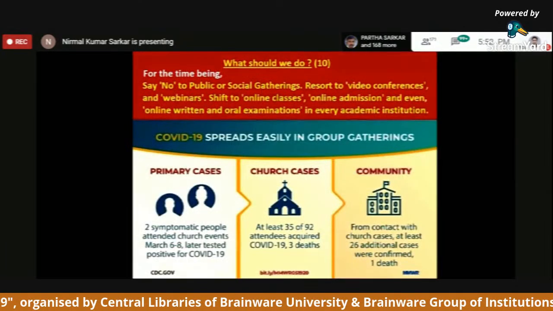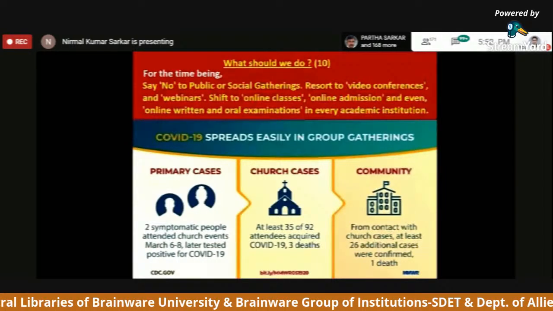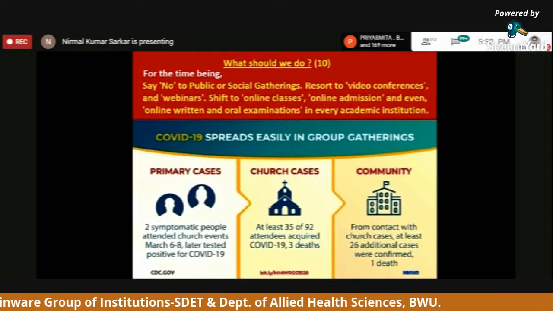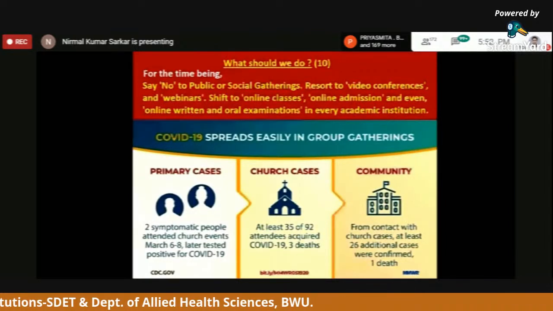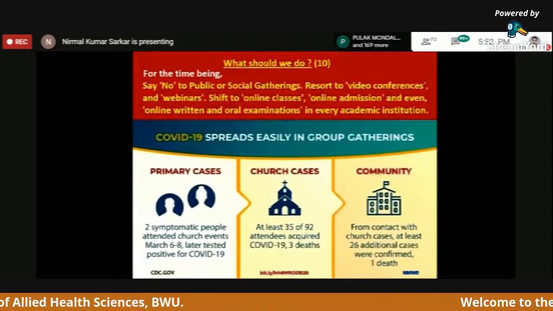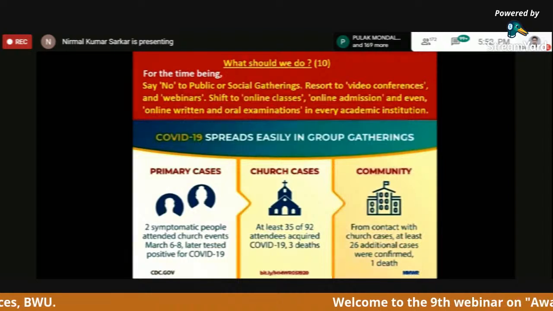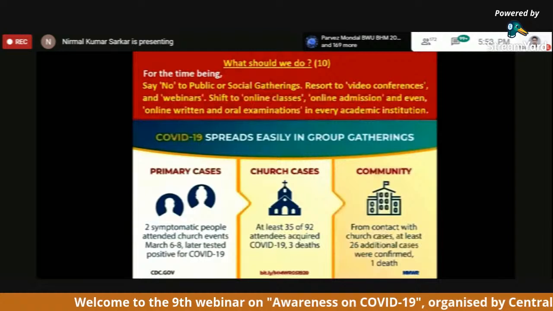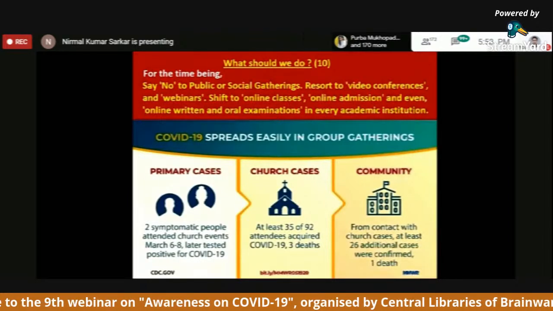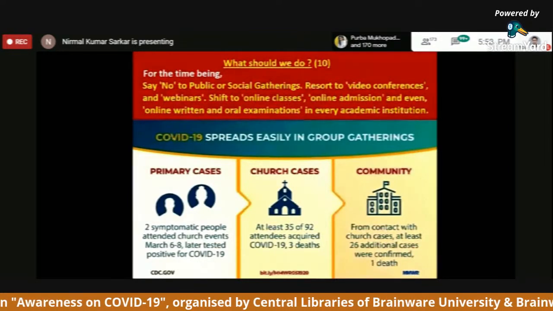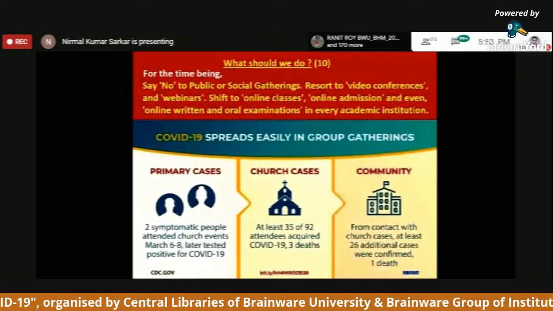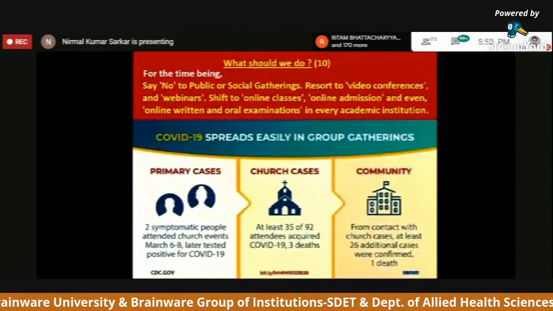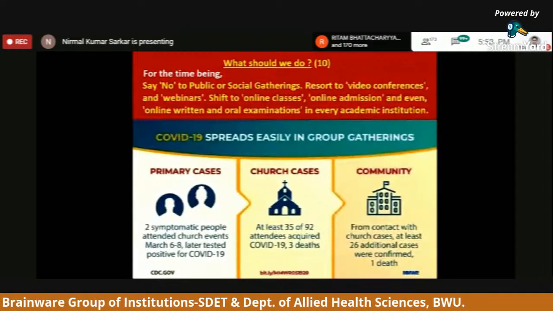And people should always remain very cautious when we are gathering. Whenever we are attending any public gatherings, we should try to avoid public gatherings as much as possible. But sometimes it is not possible. While going to temple, while going to any marriage party or any festival party, we should always remain cautious and try to maintain social distancing from other people attending the same function.